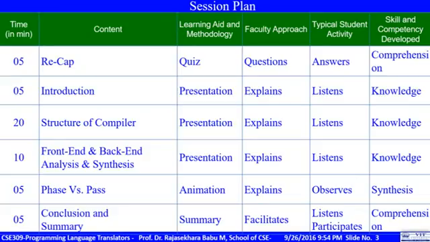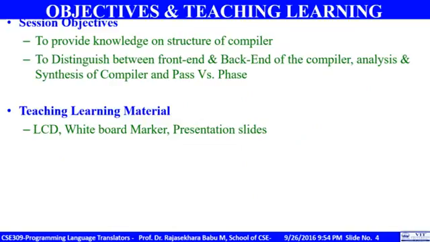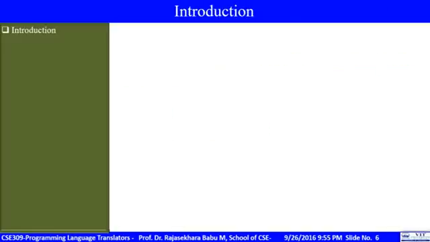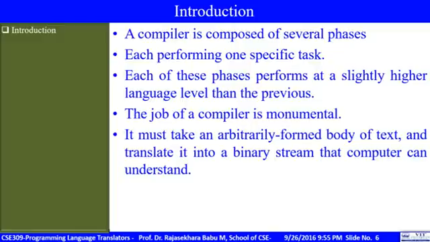So this is the session plan. What is the objective of this session? To provide knowledge of the structure of a compiler, to distinguish between front end and back end, the analysis and synthesis phases of the compiler, and pass versus phase. These are the various points to be discussed as part of this session. As I told you, a compiler is composed of several phases. What is the reason? It is composed of multiple phases.